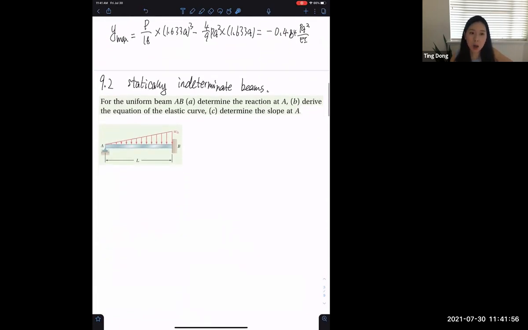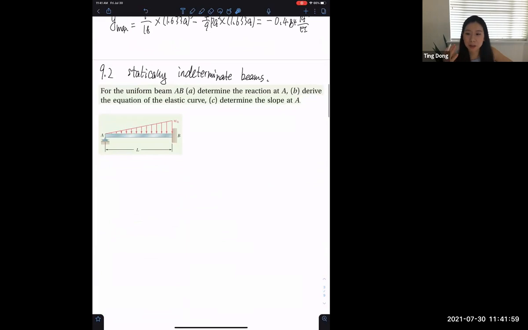In the previous chapter, when we talked about tension compression, we talked about the statically indeterminate system. When we talked about torsion, we also talked about statically indeterminate systems. And of course, for bending, we still need to talk about this part. Statically indeterminate, same thing. It means that purely from statics, we cannot solve this problem.